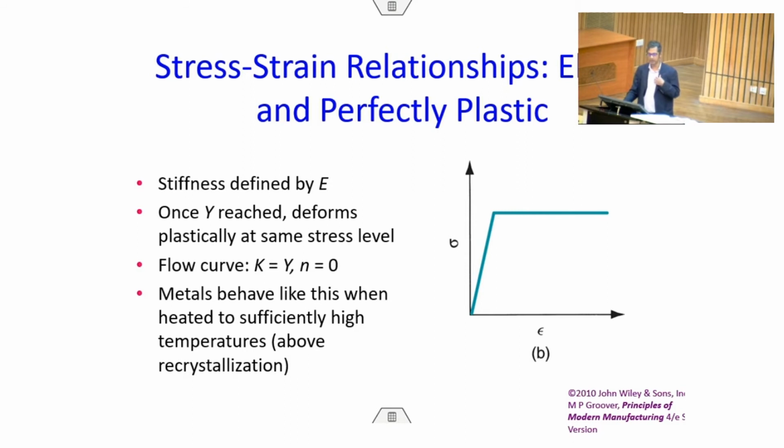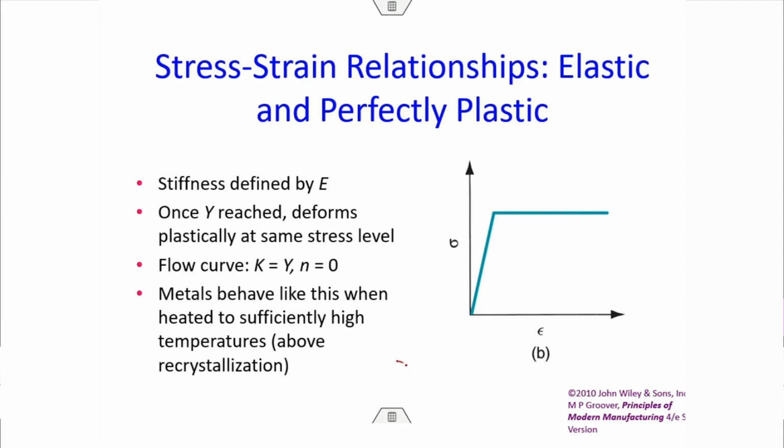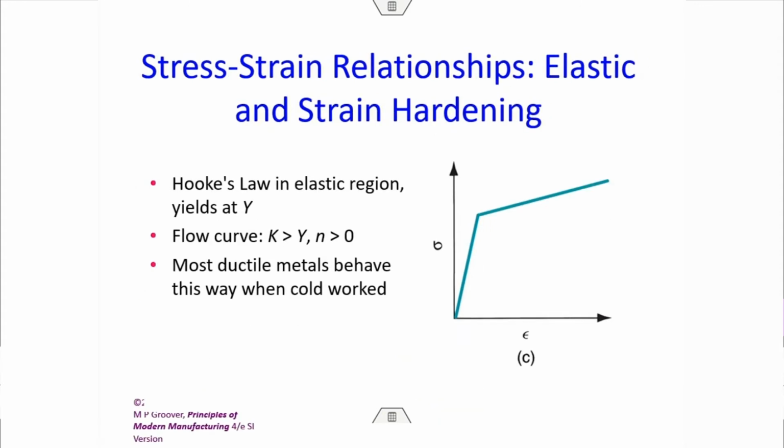So, that means what? In the flow curve, n is equal to 0 and K is equal to Y. So, in the flow curve sigma equals K epsilon to the power n, with n equal to 0, sigma becomes K. That means sigma is basically a constant, and you see here there is no change because K is a constant. So, for such a material the curve will remain flat. Metals behave like this when heated to a sufficiently high temperature. You may not know about recrystallization, but that is okay. If you heat it up to a high temperature, it behaves like that. Otherwise, you do not see such behavior.